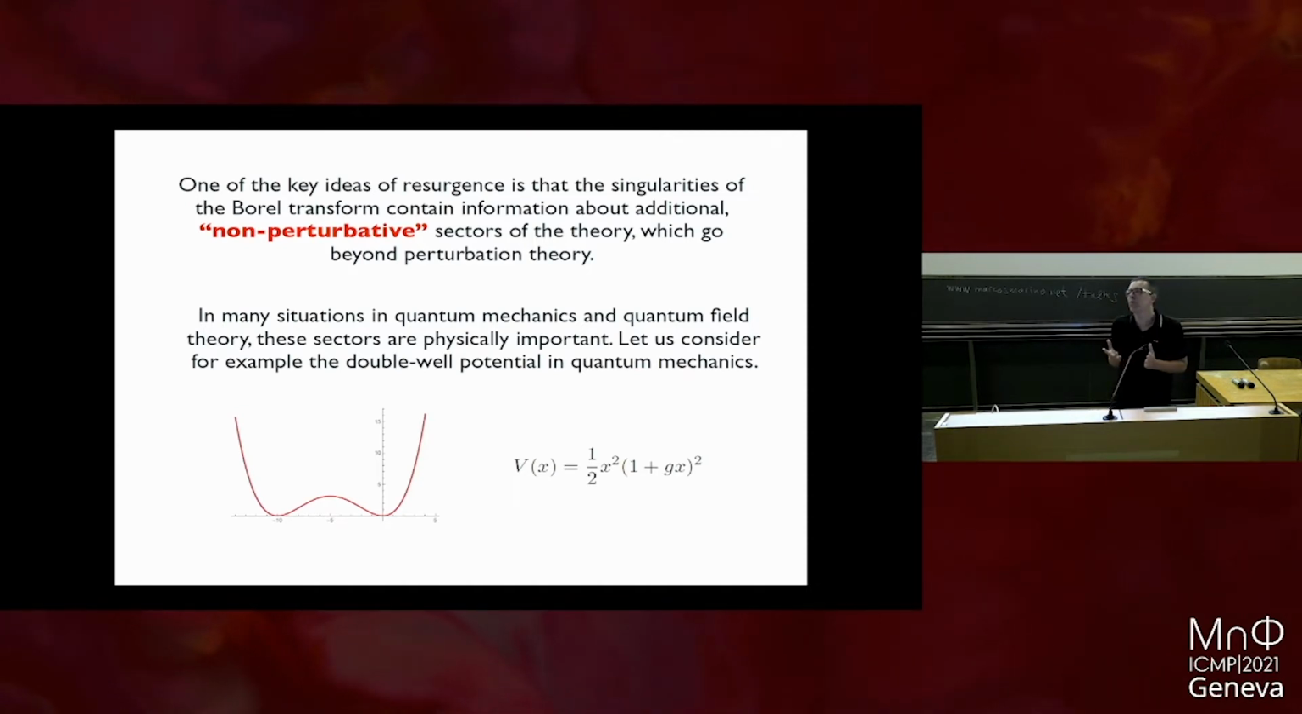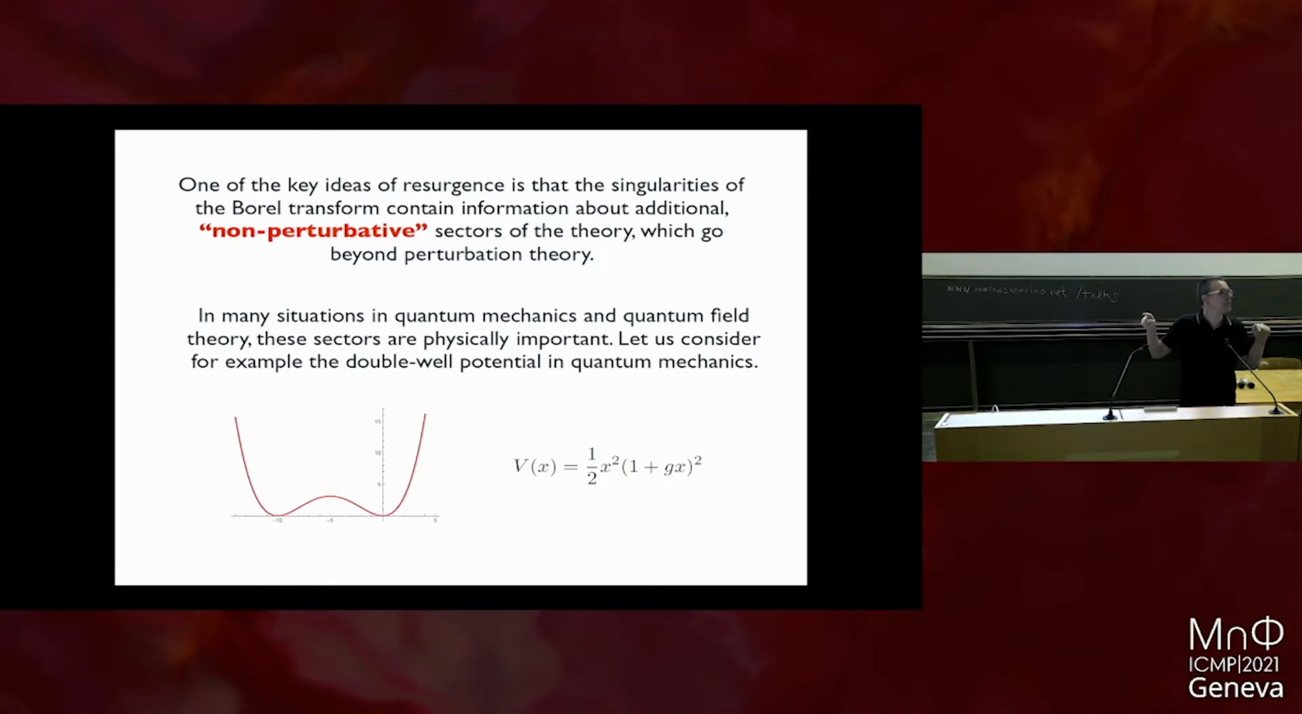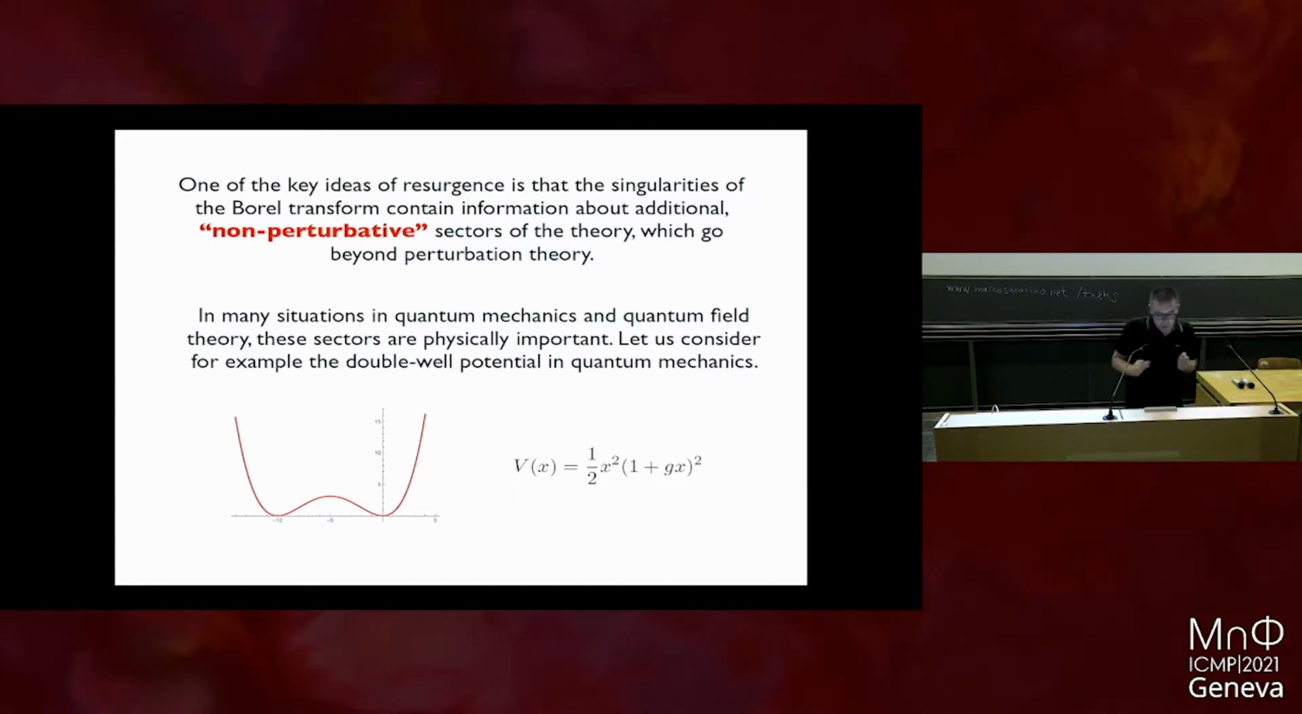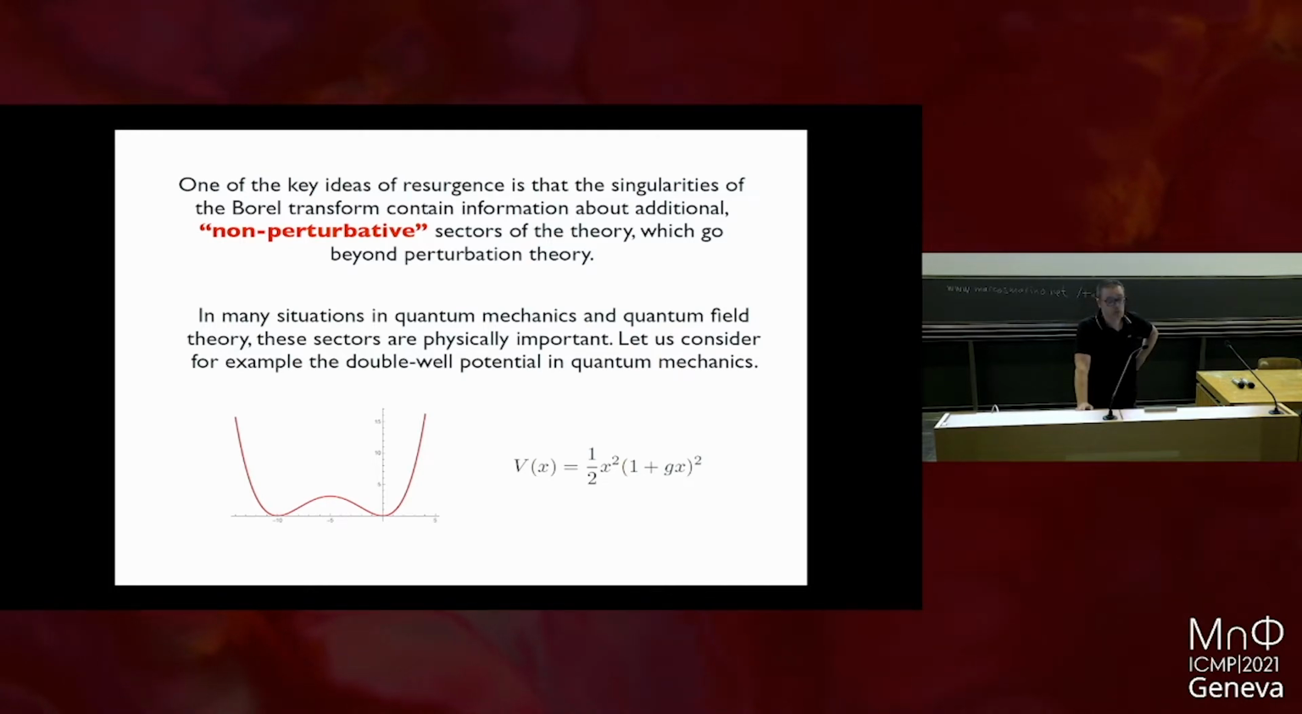After all, we know that perturbation theory has many limitations. And actually, this idea of looking at the singularities of this Borel transform is a way of going beyond the limitations of perturbation theory, but starting with perturbative information. So let me take one of the best known examples of perturbation theory in quantum mechanics, which is the double well potential.